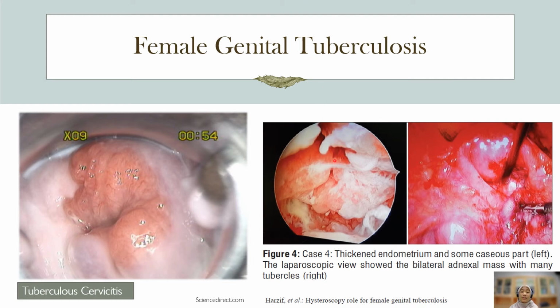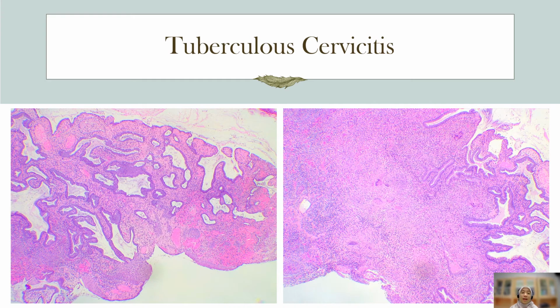Tuberculosis can also affect the endometrium, ovary, and fallopian tube or adnexa. Here we can see the caseous necrotic material within the uterus. In this lab work, we will have a microscopic specimen derived from cervical tissue. In this picture, we can observe the surface epithelium here and the endocervical glands. The glands are covered by simple columnar epithelium.